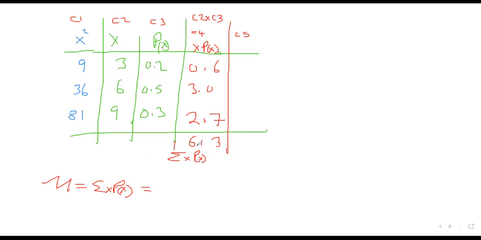So how did we get this 6.3? We simply multiplied 3 times 0.2 plus 6 times 0.5 plus 9 times 0.3. The total is simply 6.3. This is 3 marks. Can you fail to remember this surely?